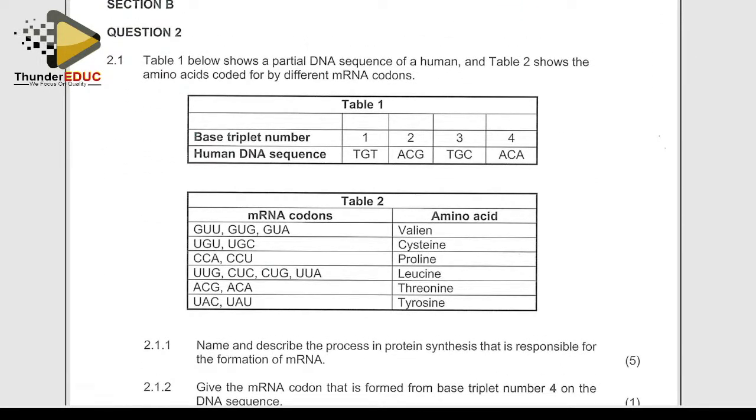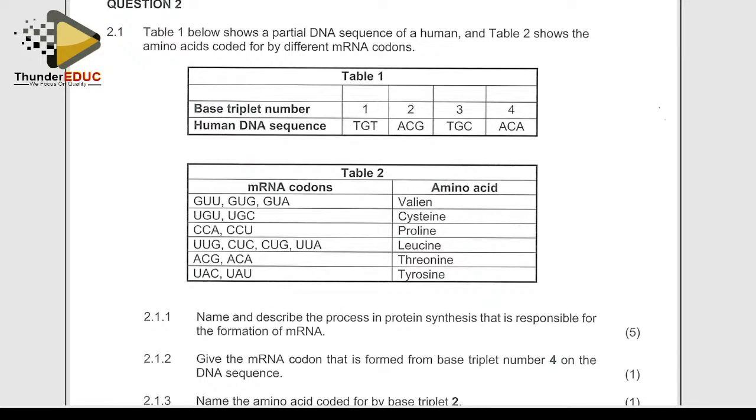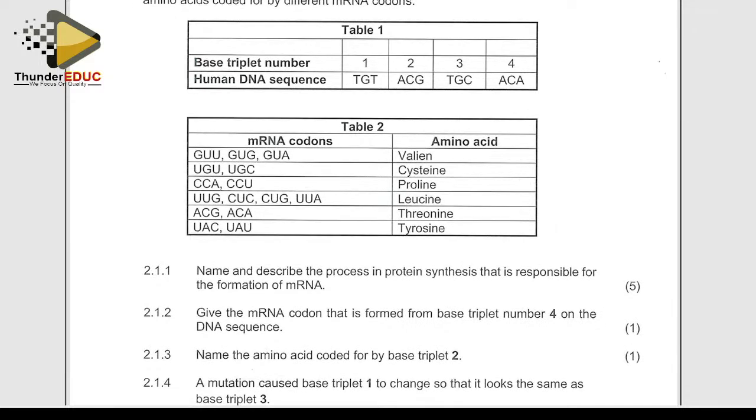Question 2. Let's go to question number 2. Table 1 shows the partial DNA sequence of human, and table 2 shows the amino acid coded for by different messenger RNA codons. Base triplet number 1, 2, 3, and 4 of the human DNA molecule. Name and describe the process in protein synthesis that is responsible.